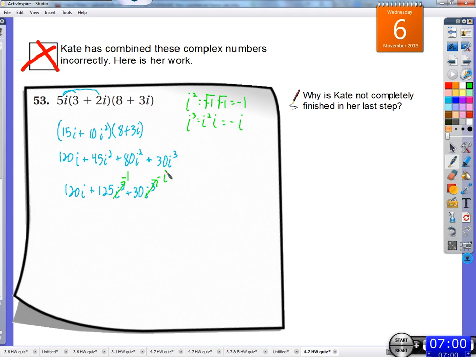Negative i. Then I have 120i. What's next? What's this? Minus 1. Negative 125. This? Minus 30i. Well, now we have negative 125. We write the real number first, usually, and then we'll combine the imaginary parts together. 120i minus 30i, 90i.